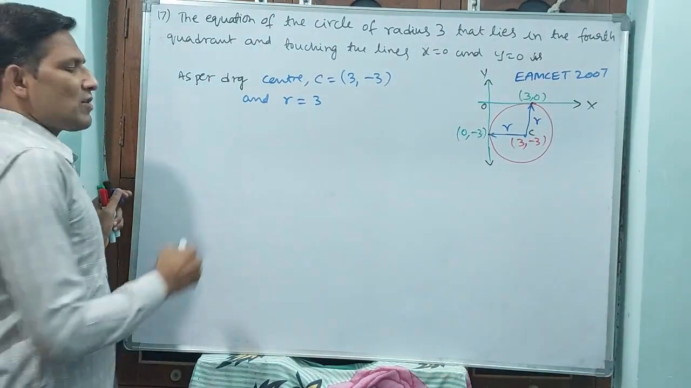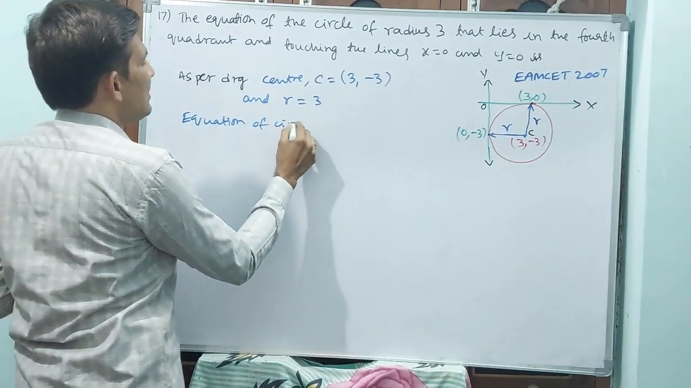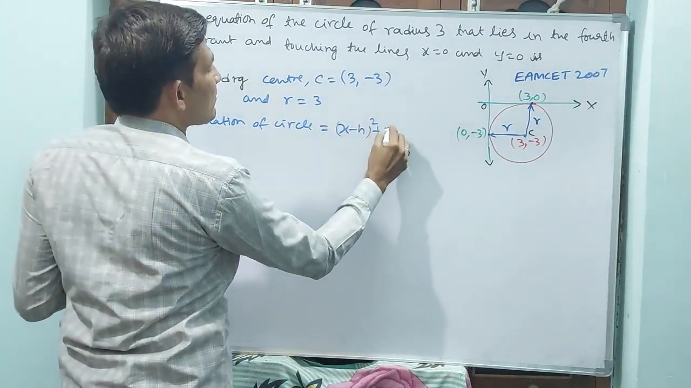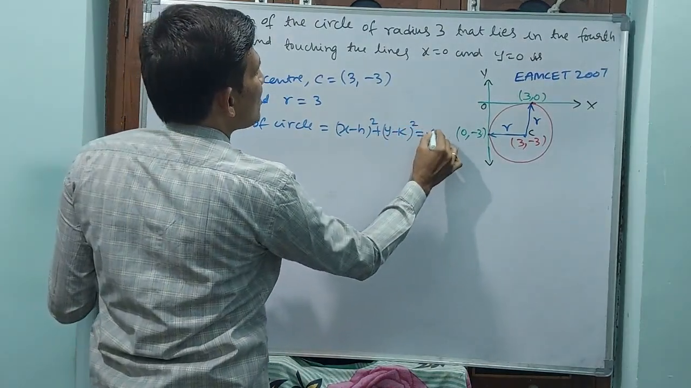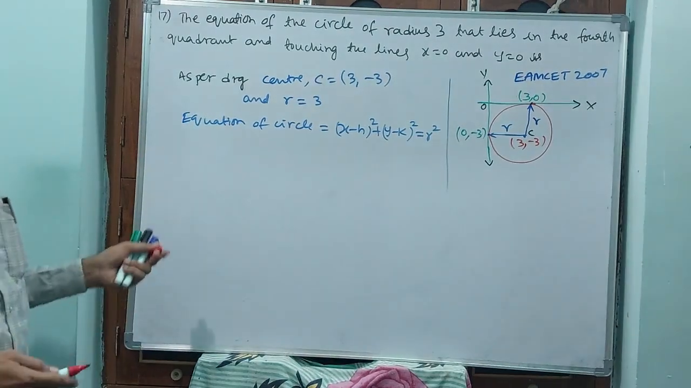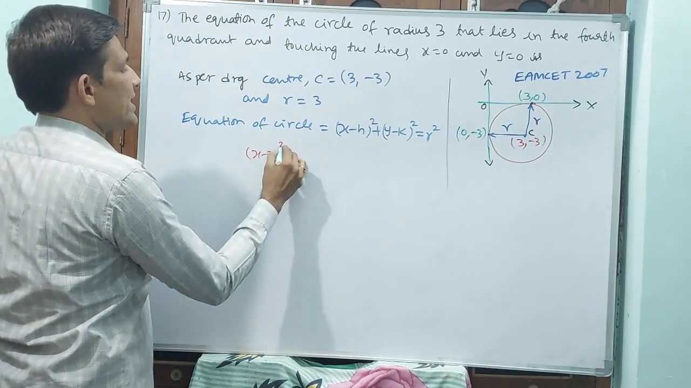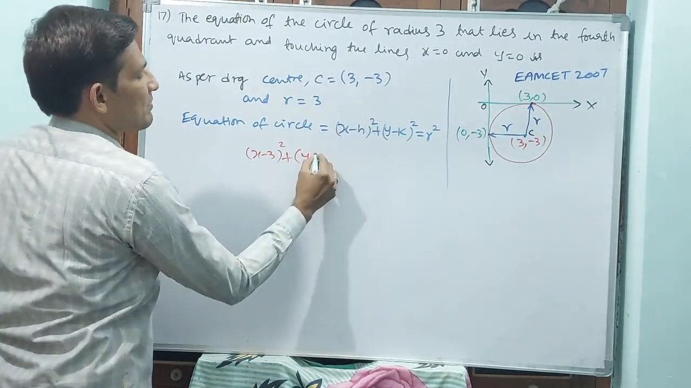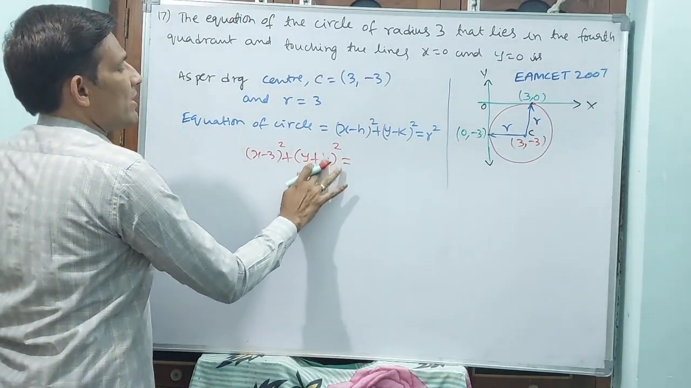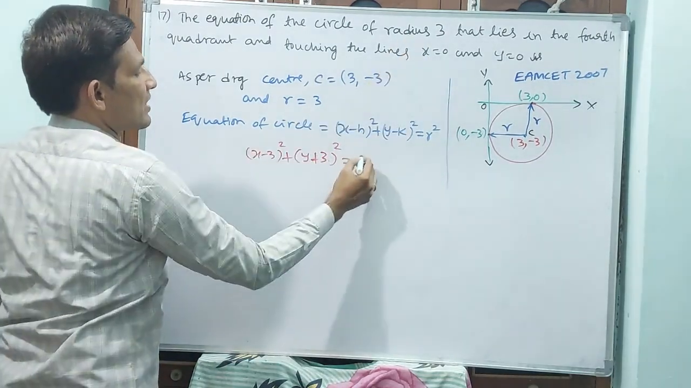Then what is the equation of the circle? Write down. Equation of circle is (x minus h) whole square plus (y minus k) whole square is equal to r square. H means what here? X coordinate. So (x minus 3) whole square plus (y minus of minus 3) whole square is equal to r square. R is 3, so 9, that's all.